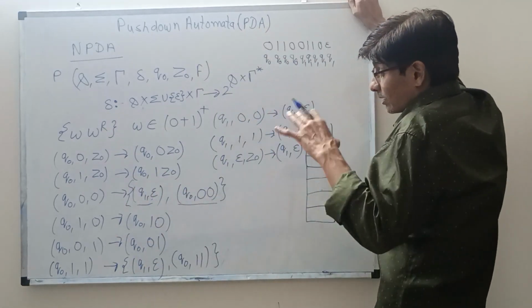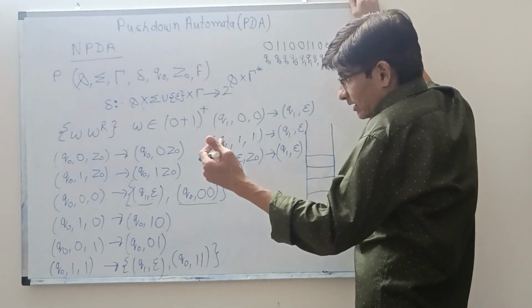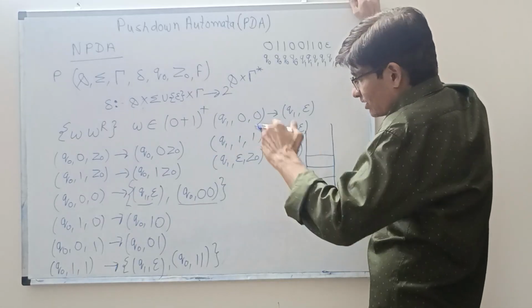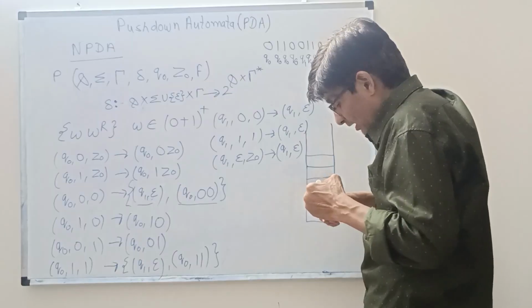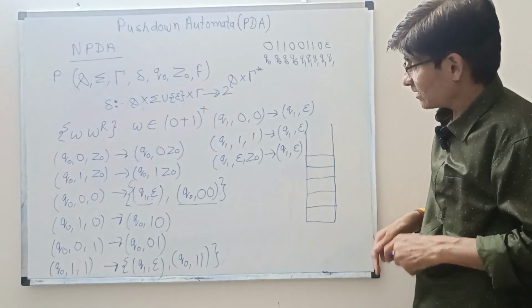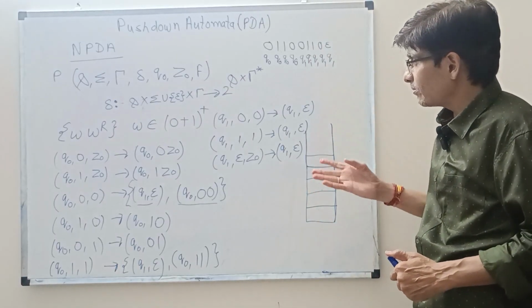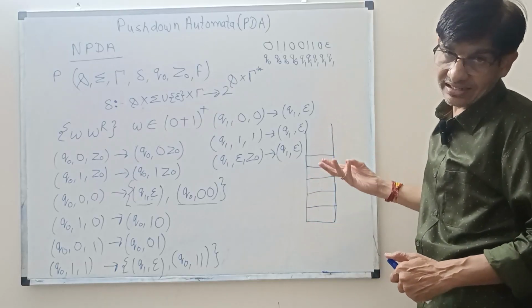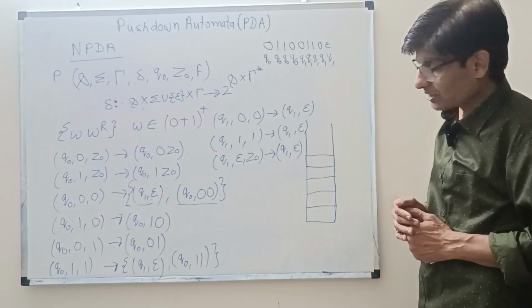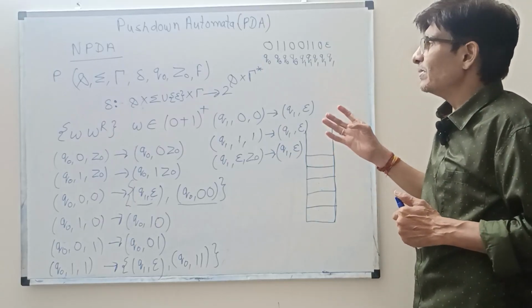you need to go back till that step and you need to use the second option. And if by any option you are not able to accept this string, then you can declare this as an invalid string. So this is how NPDA works.